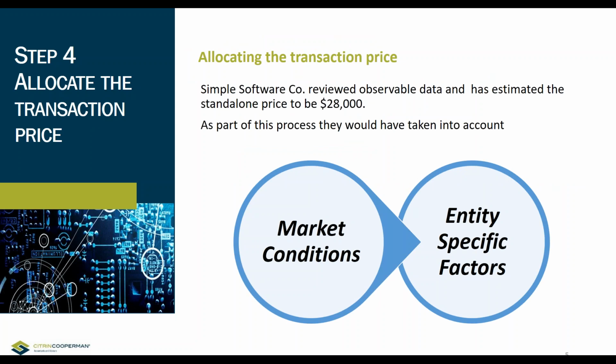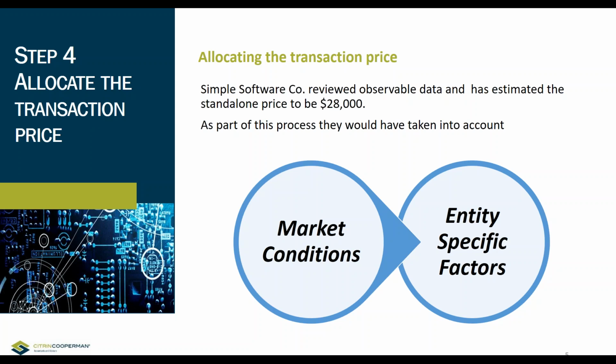In this case, Simple Software has looked at market conditions and entity-specific factors when determining an estimated standalone price. In particular, it considered the direct competitor selling prices and how similar those services were, including the length of the contract. It noted the range was between $25,000 and $35,000. It notes that some of the services are available only for longer periods than the contract they are currently considering, and as such will need to make an allowance for that.